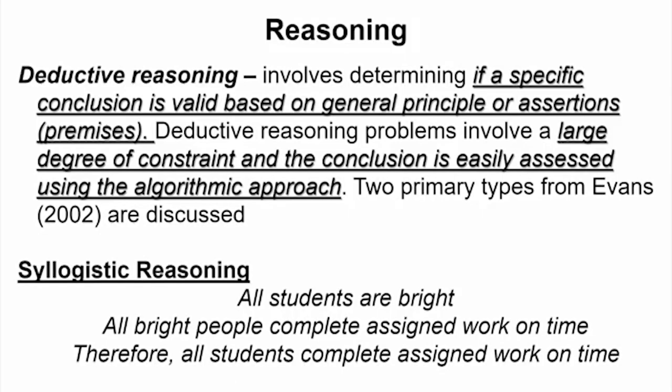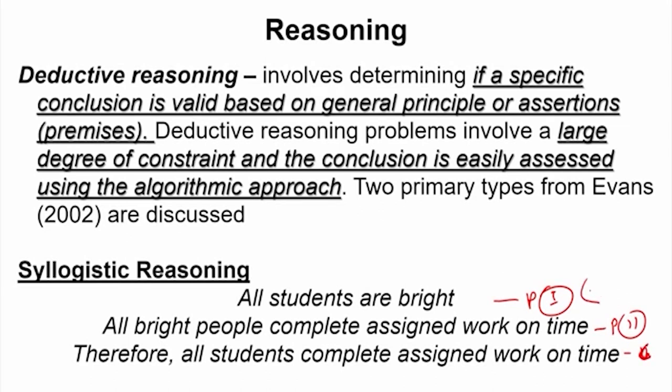Now, there are two primary types of deductive reasoning, and Evans in 2002 used two classification systems of deductive reasoning. The first is called syllogistic reasoning. So, what is syllogistic reasoning? Look at the statements which have been given to you. It says all students are bright, and then all bright people complete assignments on work. These are the premises. So, I have premise 1, premise 2, and then I have the conclusion C here.